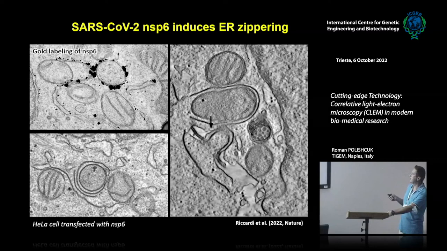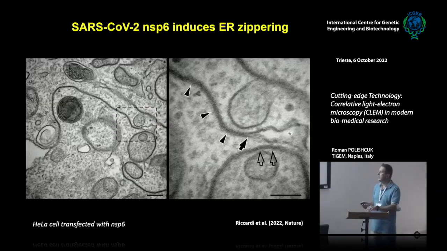Now, the higher magnification and zoom in on the areas of transition between endoplasmic reticulum and this strange NSP6-positive membrane revealed that basically there are areas where the endoplasmic reticulum lumen collapses and the two membranes of it are attached to each other, stitched or zippered, like we said. Okay, so we call this one zippered ER.